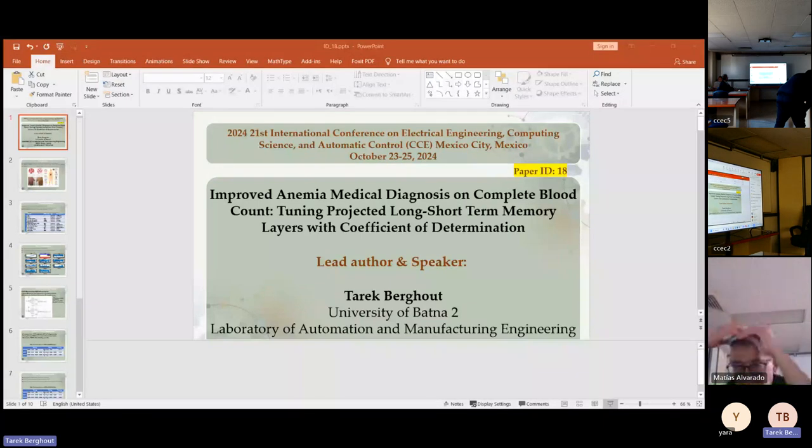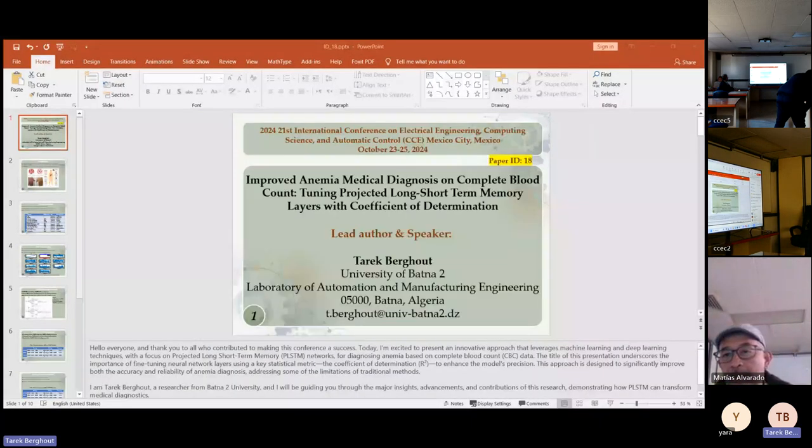Let's move to the second. So, anemia is a global health concern that affects millions of people worldwide. It occurs when there is a deficiency in red blood cells or hemoglobin, which are crucial for transporting oxygen through the body. Anemia can lead to serious health problems such as fatigue, weakness, and impaired cognitive and physical development. As we see in this representation, the image provides a visual comparison. It shows the difference between normal blood cells and anemic blood cells, highlighting the diminished count and size of red blood cells in anemia.